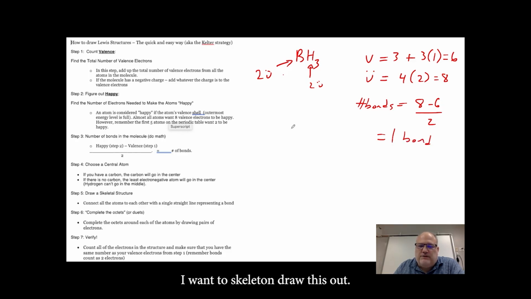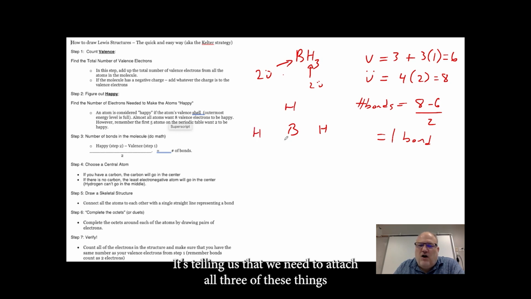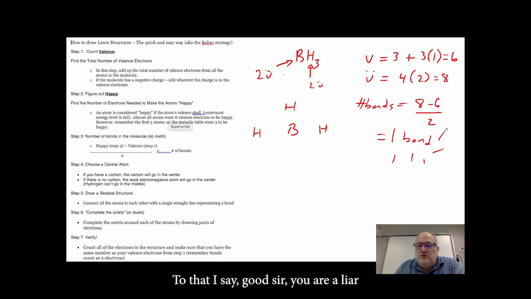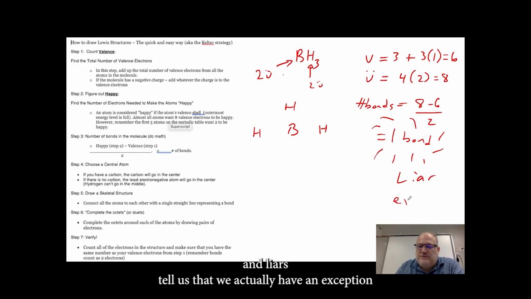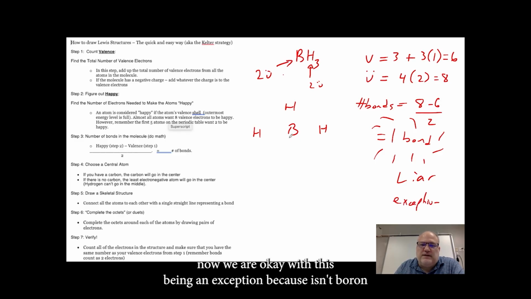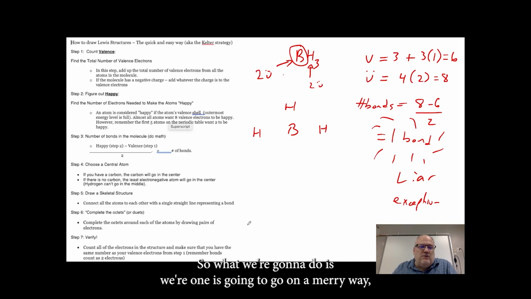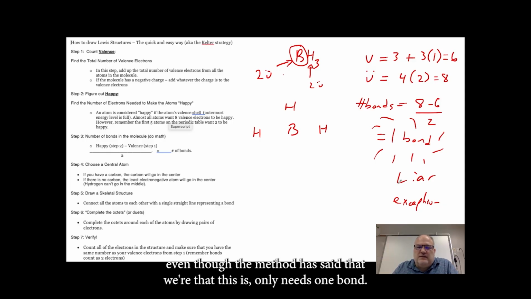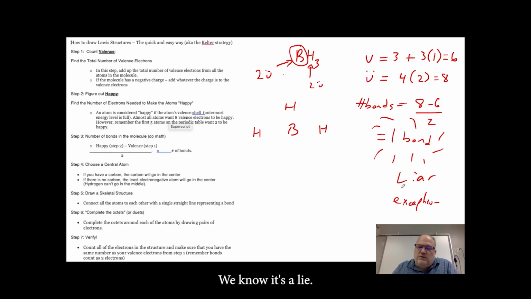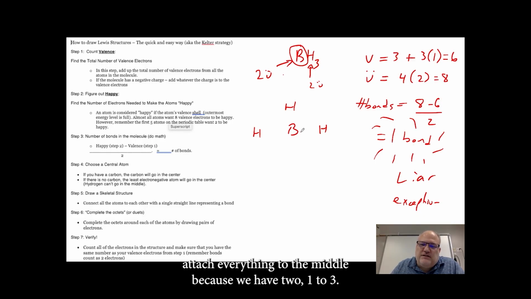Now, let's just pause for a moment. I'm going to skeletally draw this out. It's telling us that we need to attach all 3 of these things around the center with 1 bond. To that I say, good sir, you are a liar. And liars tell us that we actually have an exception. Now, we are okay with this being an exception because isn't boron one of the ones that can actually have either 4 or 6 and be happy? So what we're going to do is we're just going to go on our merry way, even though the method has said that this only needs 1 bond. We know it's a lie. So we're just going to attach everything to the middle because we have to. 1, 2, 3, right?